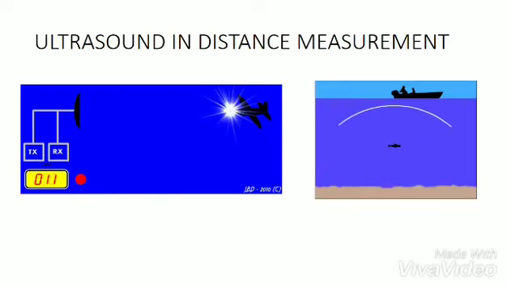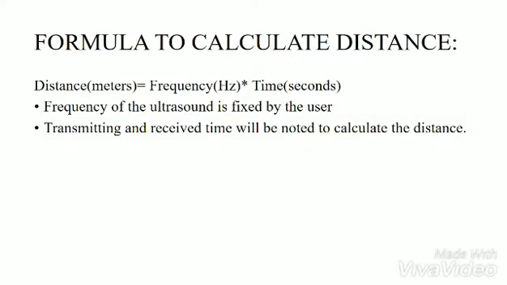Ultrasound and distance measurement. Formula to calculate distance: Distance (meters) equals frequency (Hz) times time (seconds). Frequency of the ultrasound is fixed by the user. Transmitting and received time will be noted to calculate the distance.